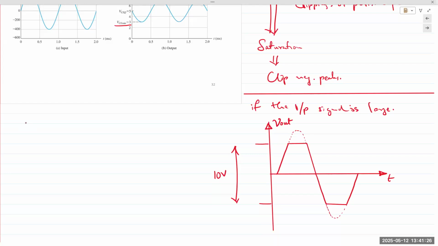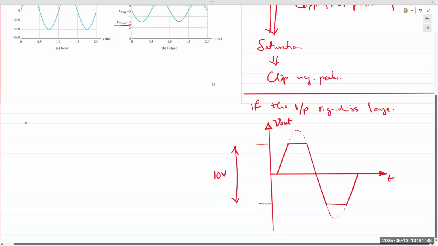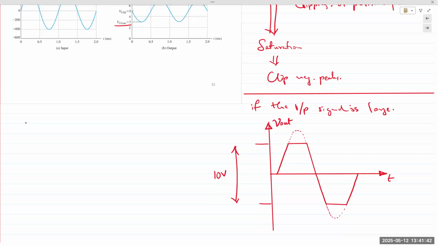distortion. A real life example of this would be when you increase the volume of any audio device beyond the capabilities of the speaker or beyond the capabilities of the amplifier. And you would hear tearing sounds coming out from the speaker cone. And that's what is actually happening.